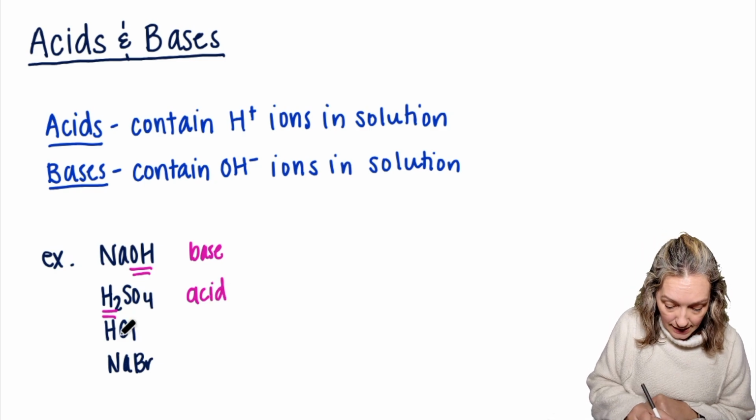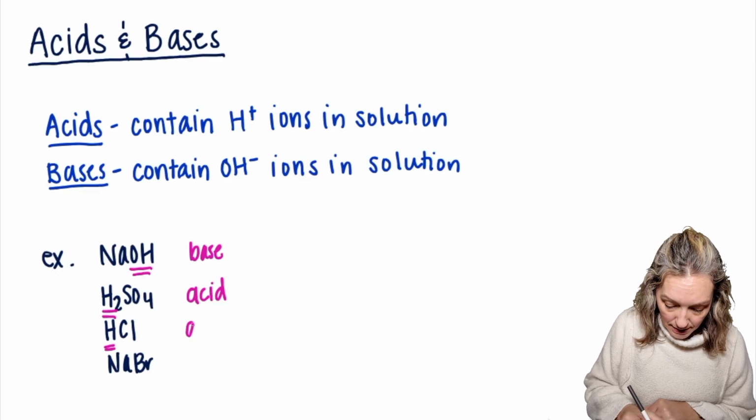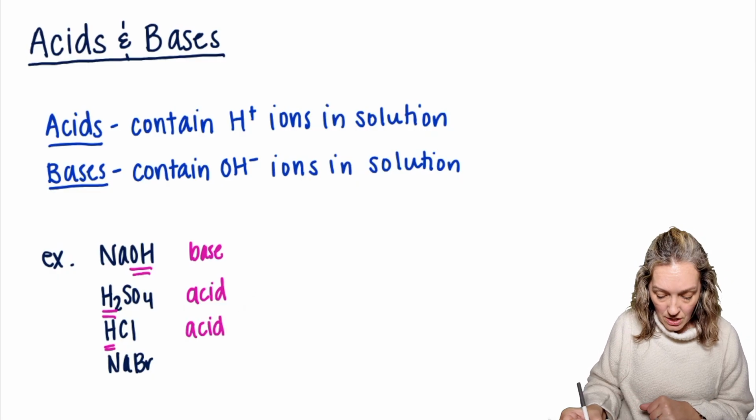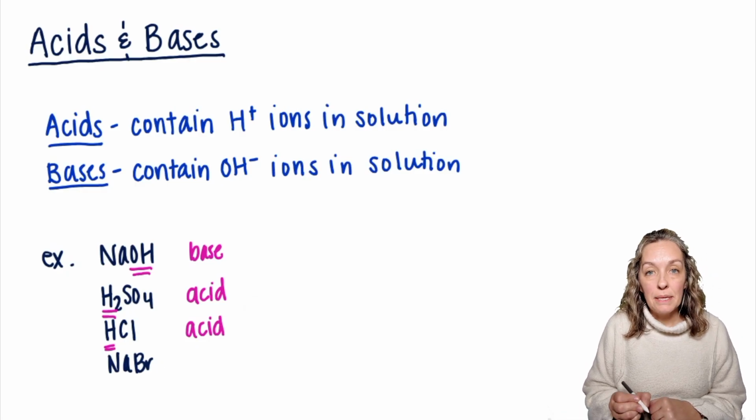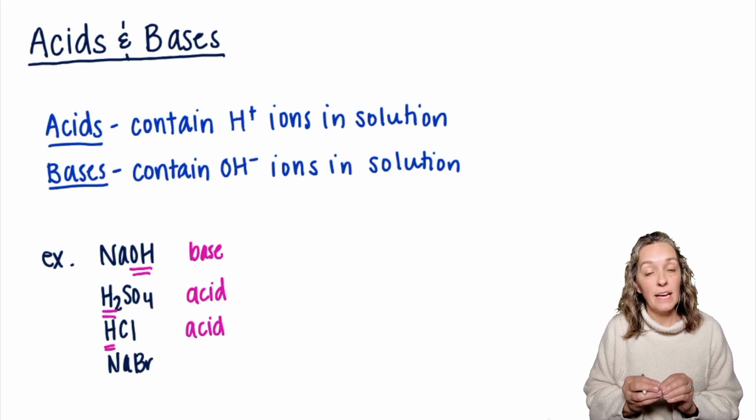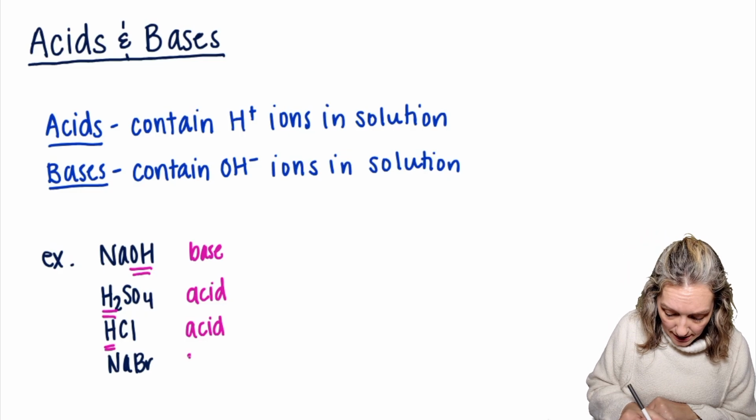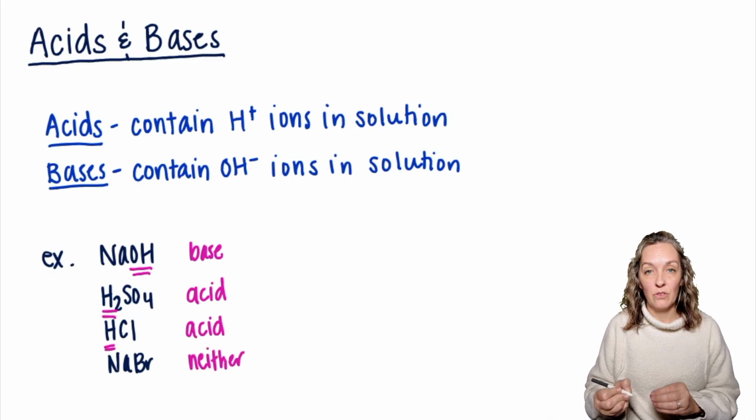HCl, again, I see that I have H's at the beginning of the formula, which indicates that my H has a +1 charge and is an acid. Now, when I see something like NaBr, notice that it doesn't have any H's or OH's in it. If it has neither, that means that it is neither an acid nor a base.